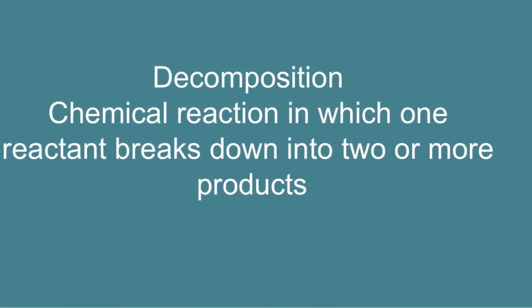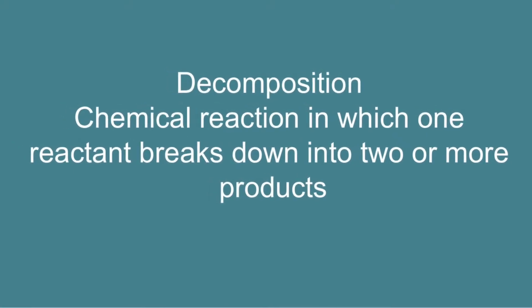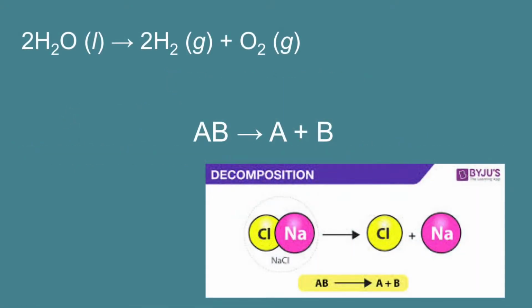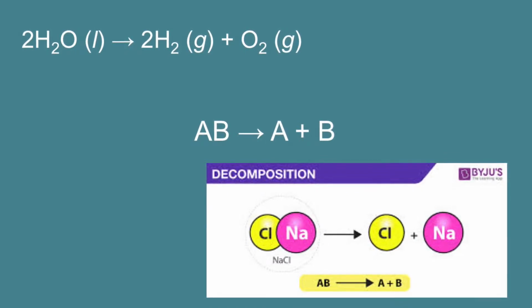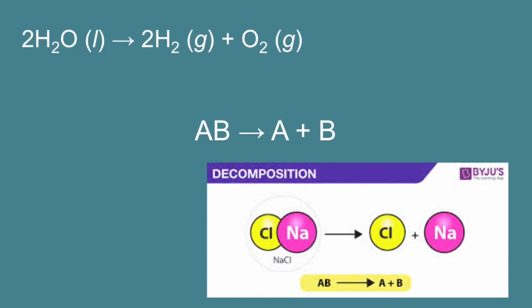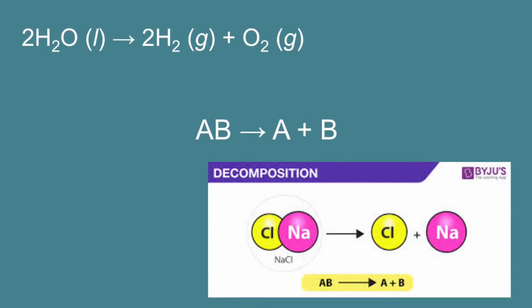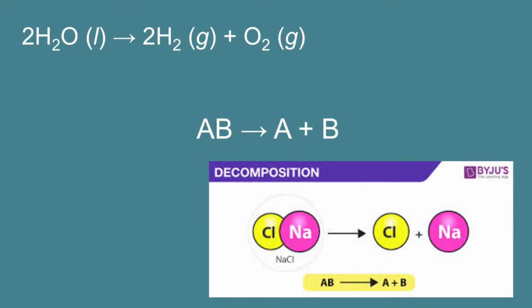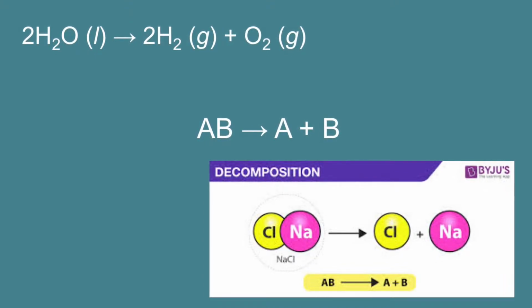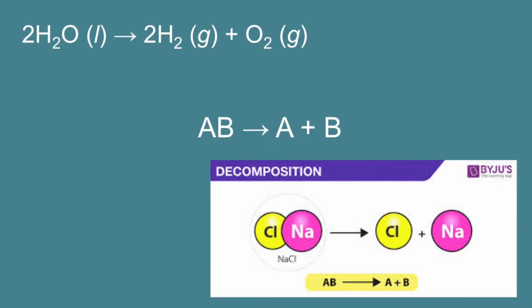A decomposition reaction occurs when one reactant breaks down into two or more products. A decomposition reaction can be represented by the general equation AB yields A plus B. In this equation, AB represents the reactant that begins the reaction, and A and B represent the products of the reaction. Examples of decomposition reactions include the breakdown of hydrogen peroxide to water and oxygen, and the breakdown of water to hydrogen and oxygen.